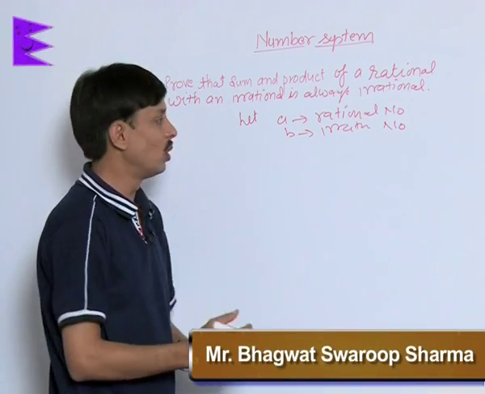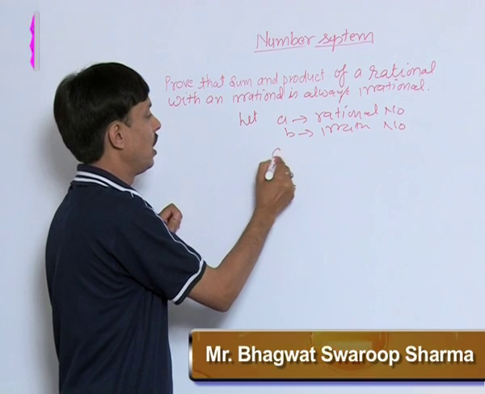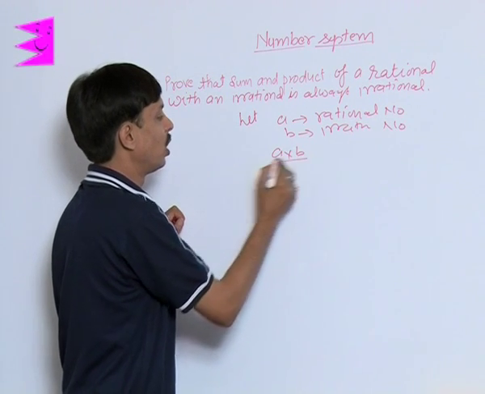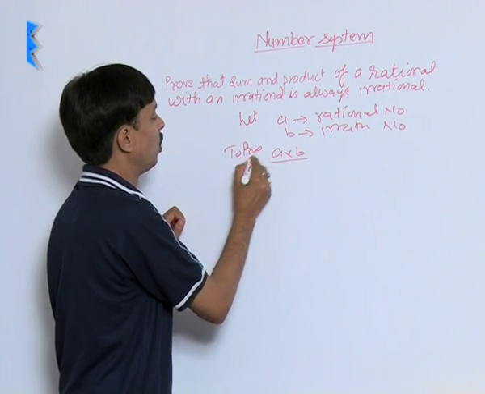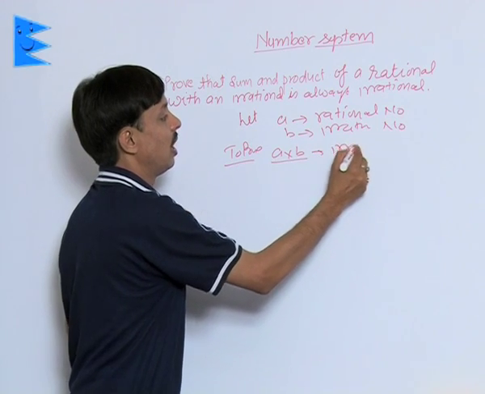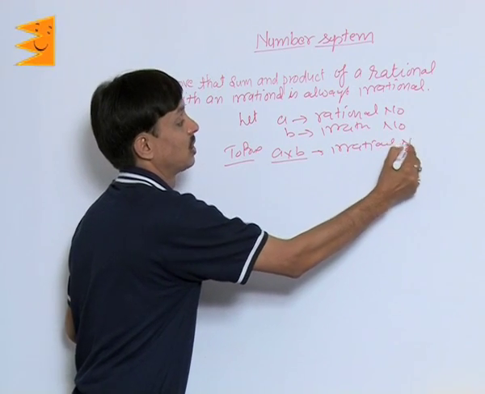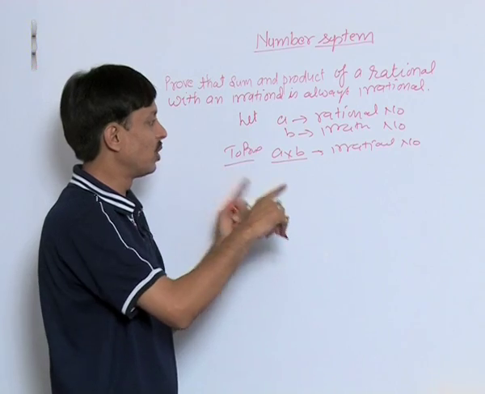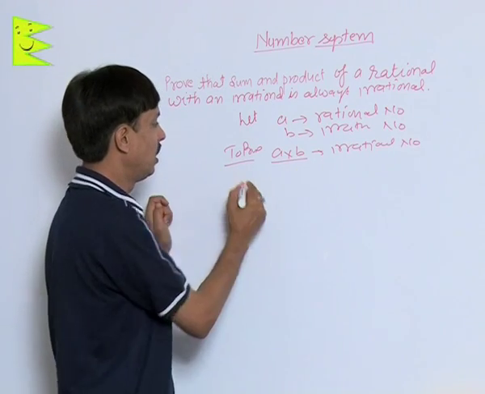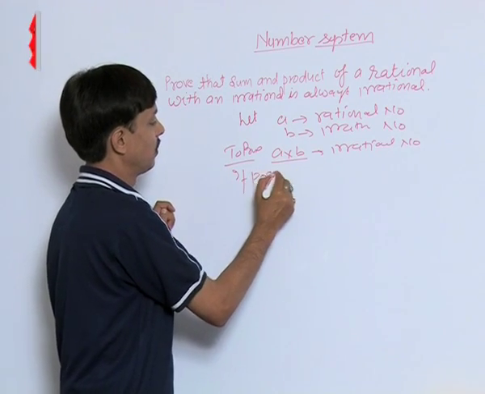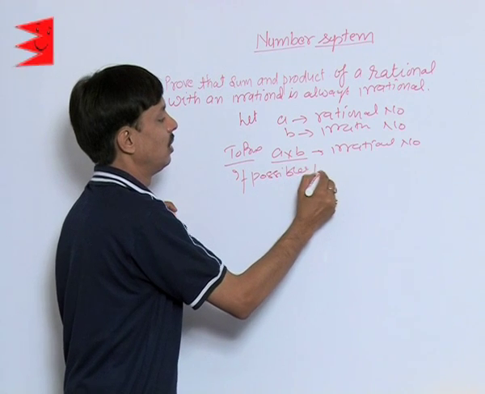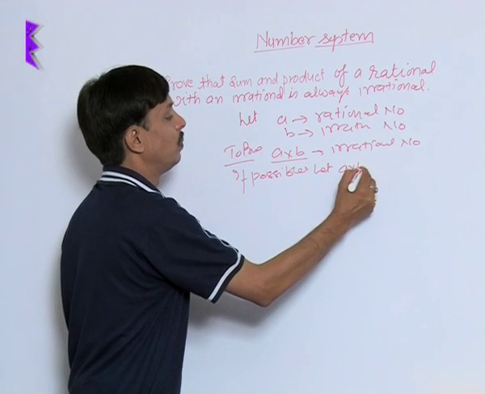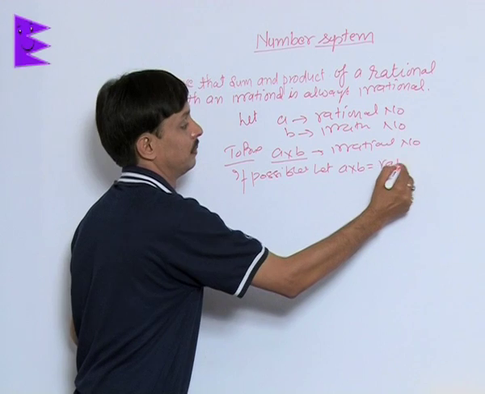What do we want to do? We want to prove that A into B is an irrational number. We will also show the same proof by contradiction. If possible, let A into B be rational.